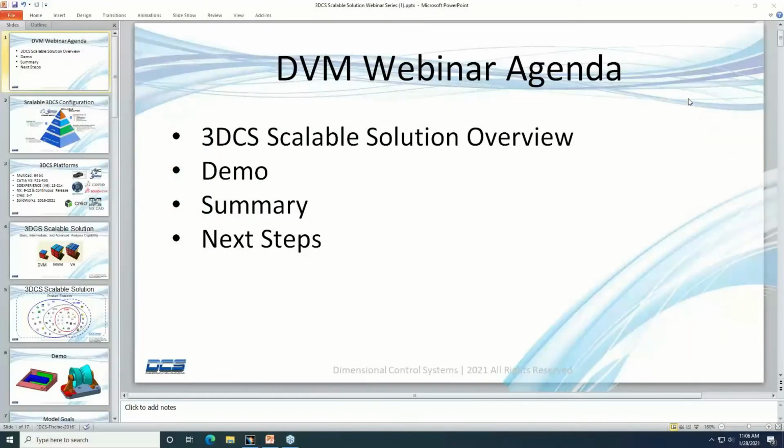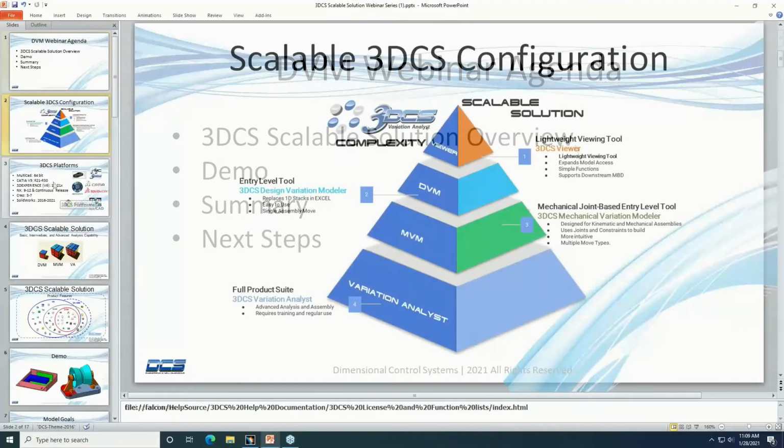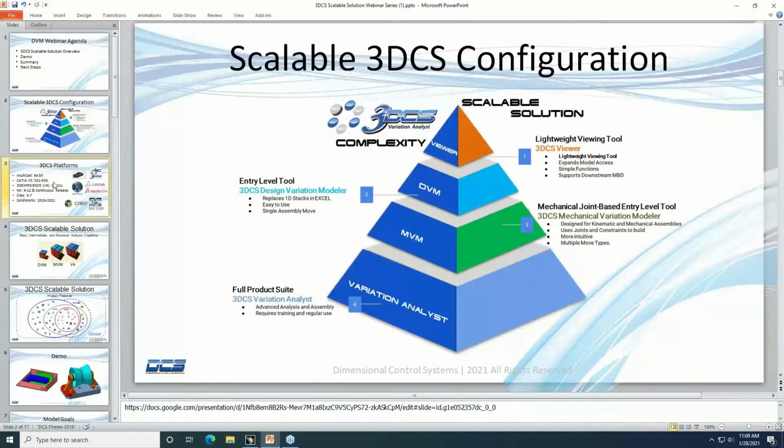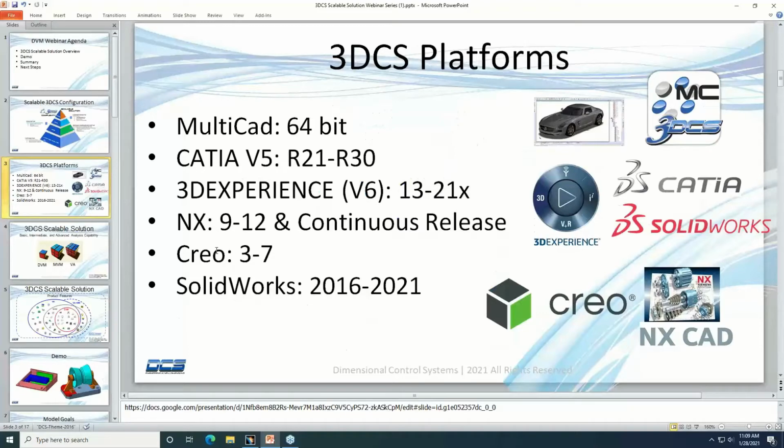Today I'll be presenting our Design Variation Modeler, also known as DVM. Like VA, DVM is in SOLIDWORKS, Creo, NX, CATIA V6, 3D Experience, CATIA V5, and our software Multicad. So we're completely integrated, just like VA. It's just a little bit more slimmed down, easier to use.